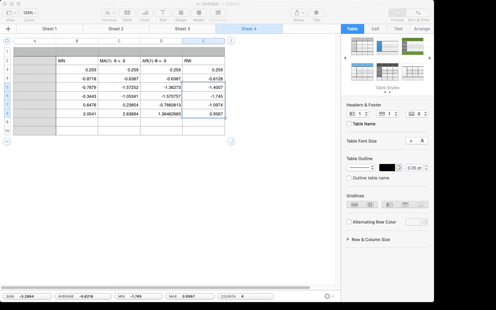Okay, so in the next lecture we're going to see the difference between the mathematical properties of the AR1 and MA1 process, and that should give us a little more clarity about how we can construe the differences.